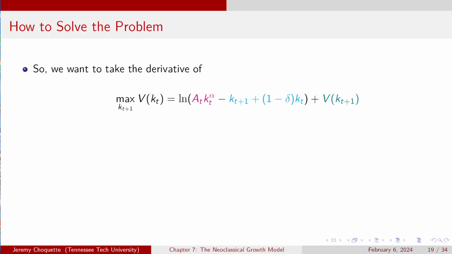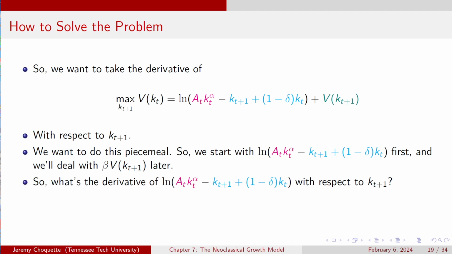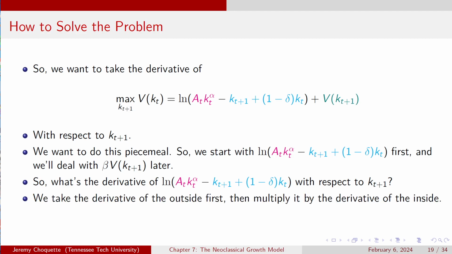So if I want the derivative of my Bellman equation with respect to kt plus 1, we're going to do this piecemeal. So I'm going to start with that first term, the natural log of at times kt to the alpha minus kt plus 1 minus delta times kt. And we're going to deal with that beta times v of kt plus 1 stuff a little bit later. So what's the derivative of the natural log of at times kt to the alpha minus kt plus 1 minus delta kt with respect to kt plus 1?